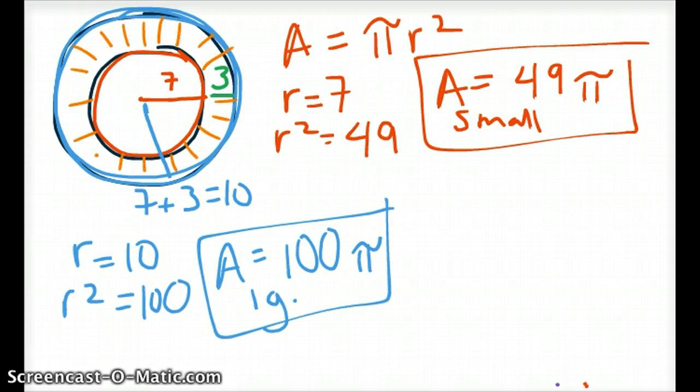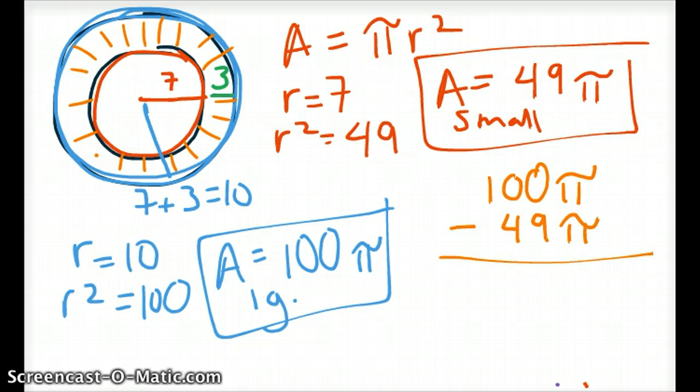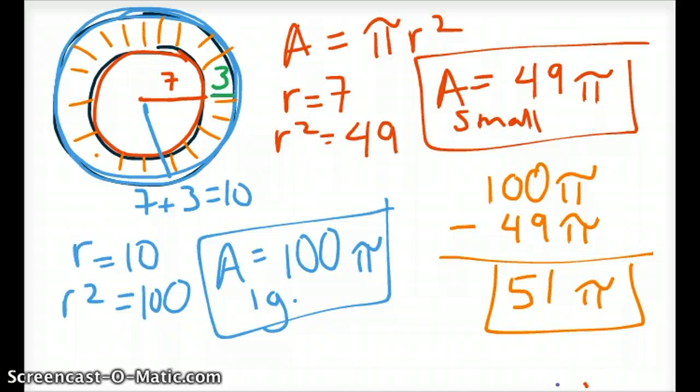Now if I was asked to find the area of the outer ring that I put yellow lines in, I would want to subtract 49 pi from 100 pi. And I get 51 pi. So the area of the outer ring is 51 pi. Notice you treat pi just like a variable, and it doesn't go away unless you're dividing pi by pi, and it would cancel out. And I'll show you an example of that in this video.